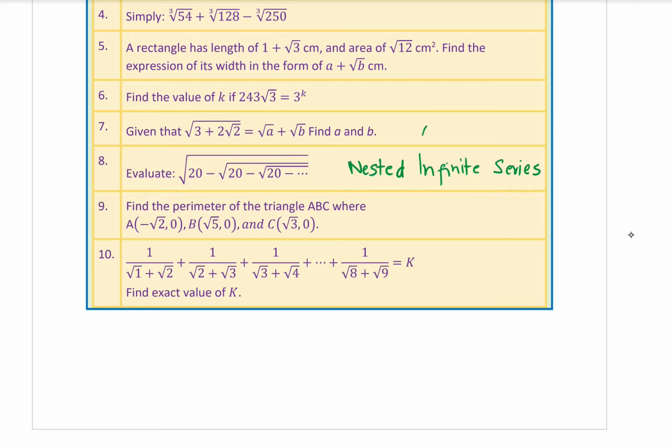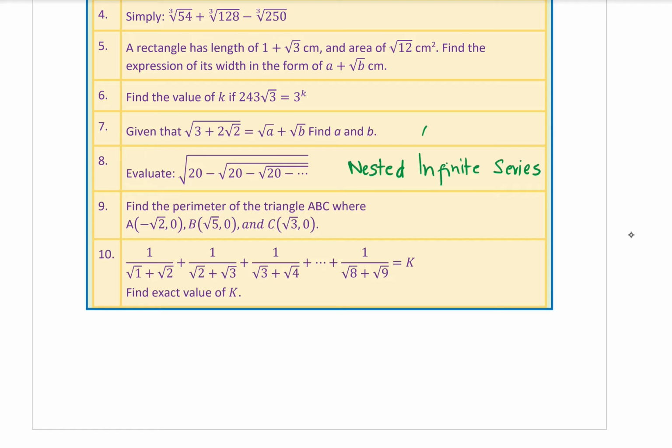Question number 9 is, find the perimeter of the triangle ABC where coordinates of A, B, and C are minus square root 2, 0, minus square root 5, 0, and square root 3, 0, respectively. Question number 10 is another very important question. 1 over square root 1 plus square root 2 plus 1 over square root 2 plus square root 3, and so on till 1 over square root 8 plus square root 9 is equal to k. Find the exact value of k.